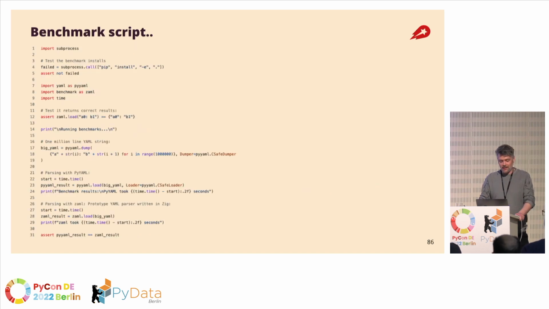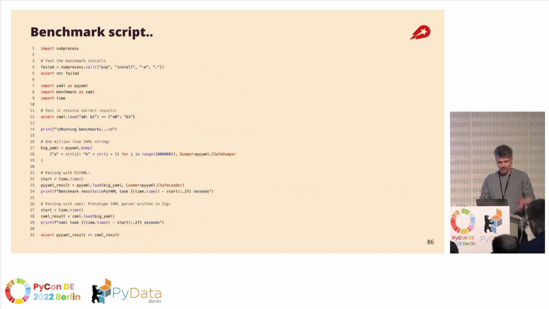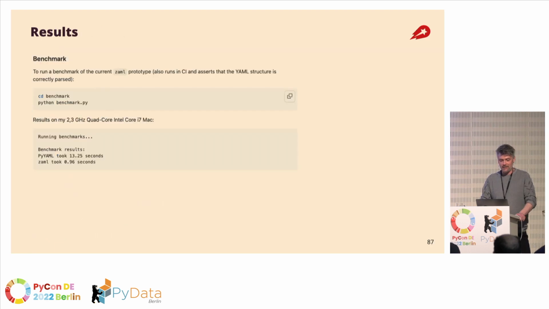So then, having mashed together the Zig YAML library and my Zig Python interop stuff, this is a little benchmark script where we create a 1,000,000-line YAML file and pipe it into PyYAML and our prototype YAML parser written in Zig, and then assert that the result is indeed the same dictionary back in Python land. And happy to report that yes, this proof of concept YAML parser is very fast.